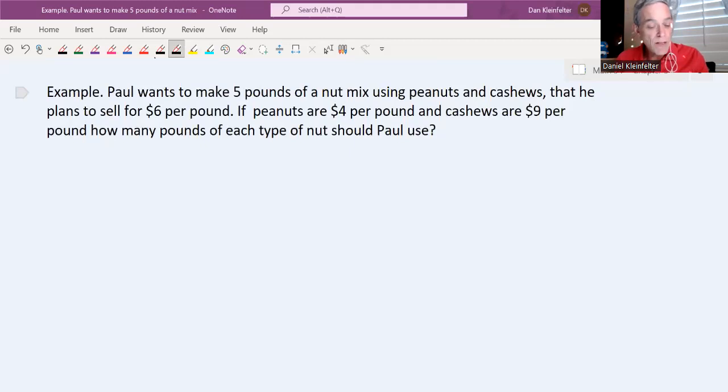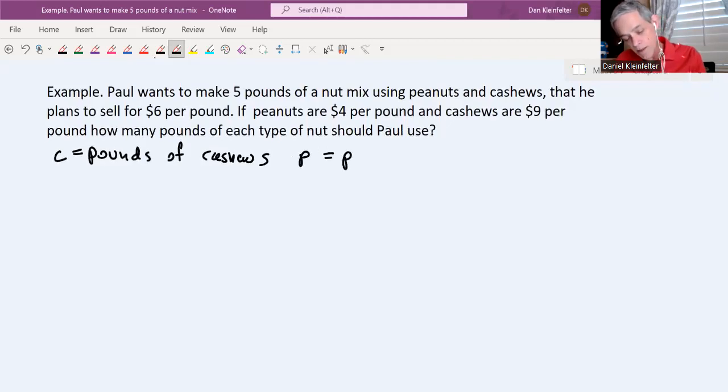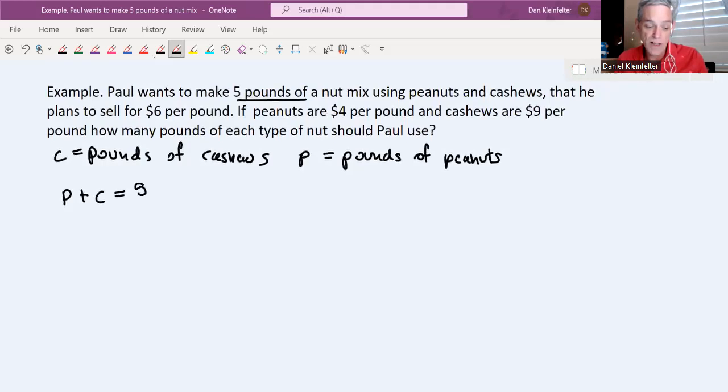So the variables here are going to be C for pounds of cashews, and then P will be pounds of peanuts. Okay. So he's going to make 5 pounds of mix using peanuts and cashews. So that tells me that the pounds of peanuts plus the pounds of cashews has to equal 5. That equation is about the weight of the mix in pounds. And then the next equation is going to be about money.